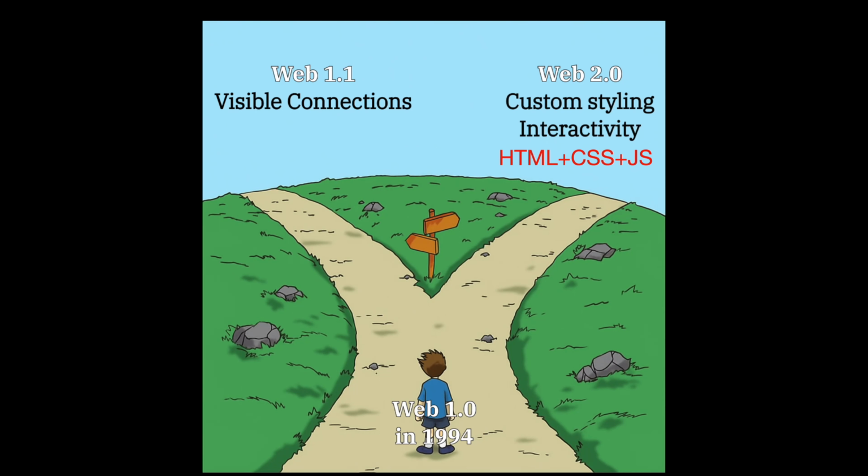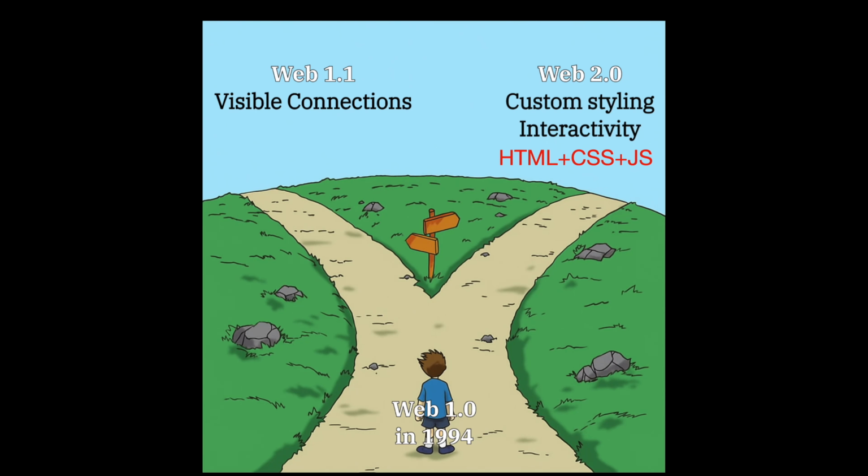What could have been done differently? From the beginning, there could have been two kinds of documents. One type focused on connectivity, with visible connections built in. The other type focused on presentation and behavior, with styles and scripts. Instead, the HTML page became the place for styling and scripting, and the simpler, connection-focused document was never developed.